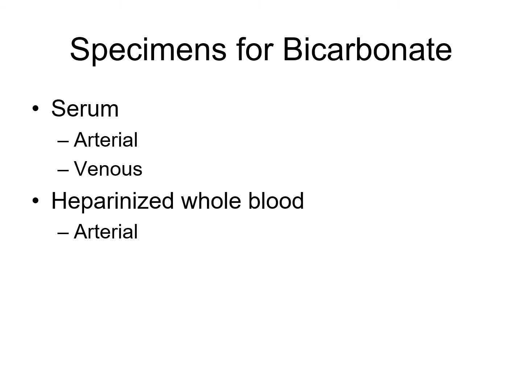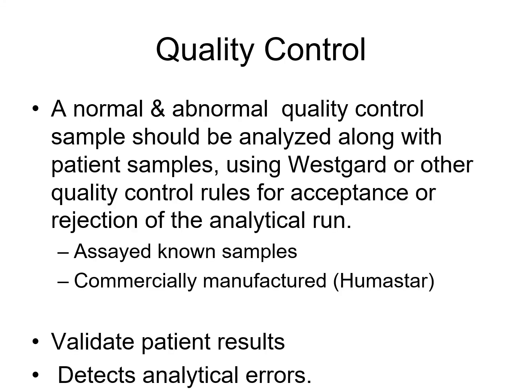Samples for bicarbonate can be arterial sample and venous sample. So this is most likely an arterial specimen. Heparin is the anticoagulant of choice for a whole blood sample.